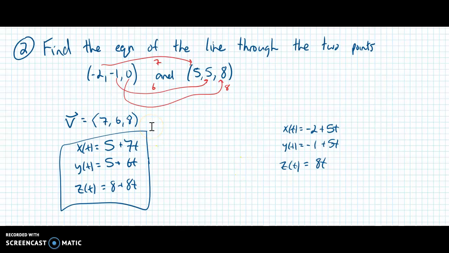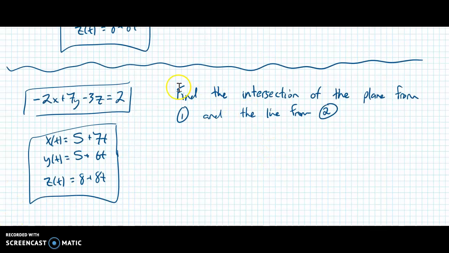So what I'm going to do now is show you how to do a problem with the answers from these two problems. So I'm going to copy my equation from the first one, and I'm going to copy these, and then I'm going to ask you to do something with them. Okay, so I want you now to find the intersection of the plane from question 1 and the line from question 2. In order to convince you that they have to intersect with each other, well, they don't have to.